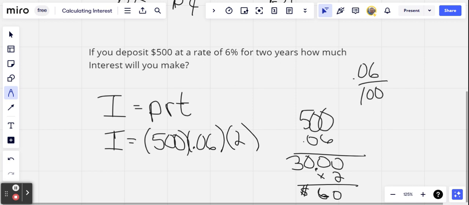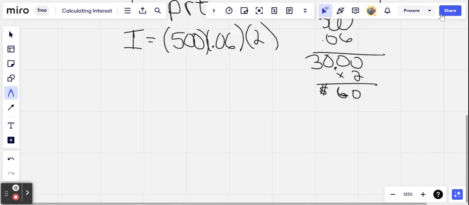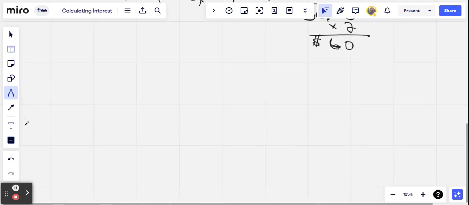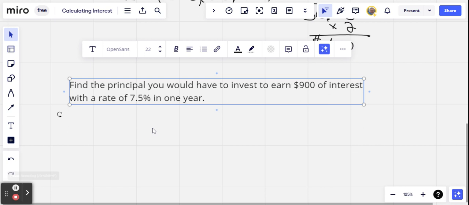So at this rate of 6%, if you invest $500, you could earn $60 in 2 years, which is pretty good. Okay, so that's that one. Let's look at another problem. Okay, so we have this one.